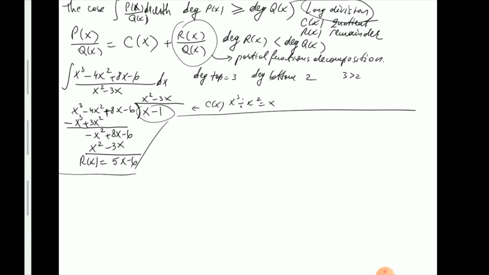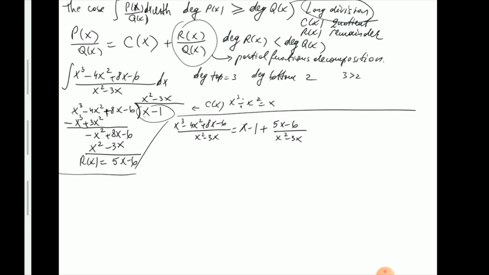All right, so that means your original fraction is equal to the quotient, x minus 1, plus the remainder, which is 5x minus 6, divided by x squared minus 3x. And actually, this one, we can take it separately and then do the partial fraction decomposition.